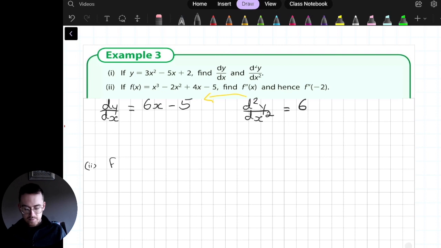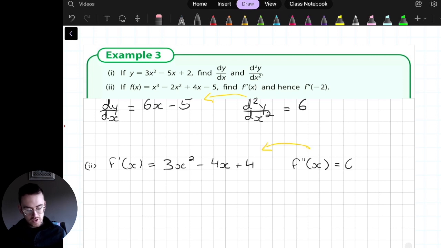For this second example, let's first of all find f dash x or f prime x. Same idea, the x cubed becomes 3x squared. The 2x squared becomes 4x. The 4x becomes just 4. Then to find our second derivative, we're going to look back again at our first derivative. The 3x squared becomes 6x. The minus 4x becomes minus 4. So we can see here that the second derivative still has that x value in it. So obviously our second derivative is still dependent on x for this function.